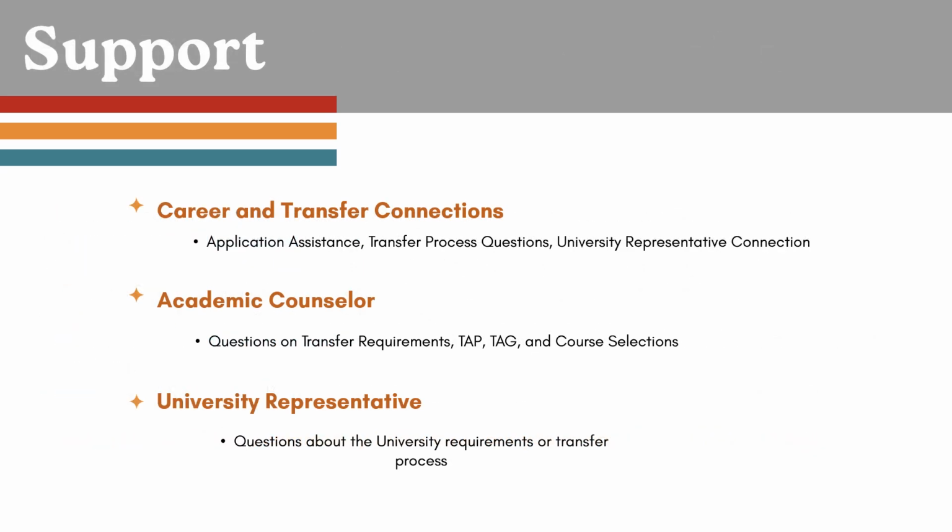As we wrap this session up, we wanted to share who to contact if you have any questions throughout your transfer process. Our department, Career and Transfer Connections, can help with the technical side of the application and general questions about the application process. Counselors can give academic guidance for planning courses, choosing a campus, and selecting a program of concentration, as well as confirming transfer eligibility. University representatives do all of the above, plus they're able to speak to students about any campus-specific questions they may have.